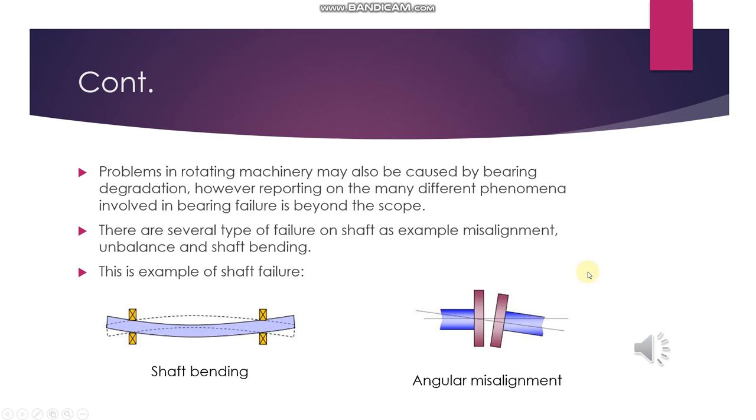Okay, this is an example of shaft failure. As we can see, the first picture shows a shaft bending failure, and the second picture is about an angular misalignment shaft failure.